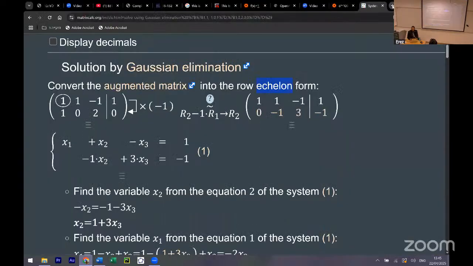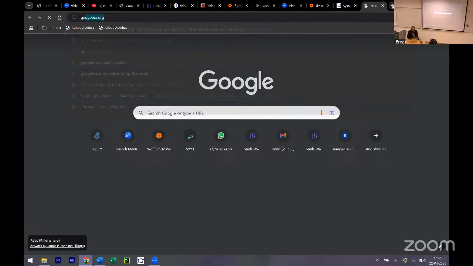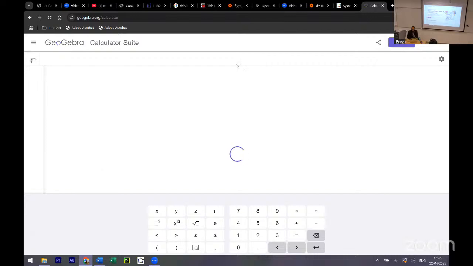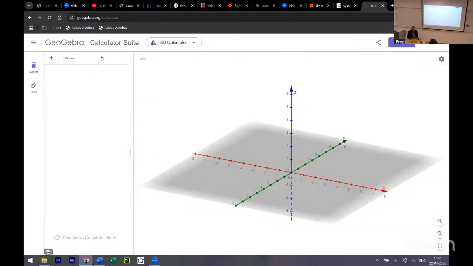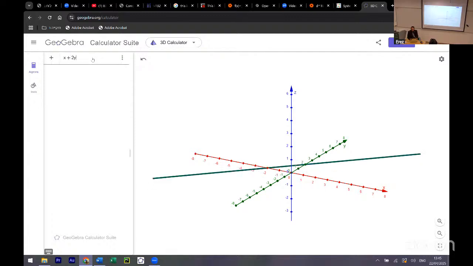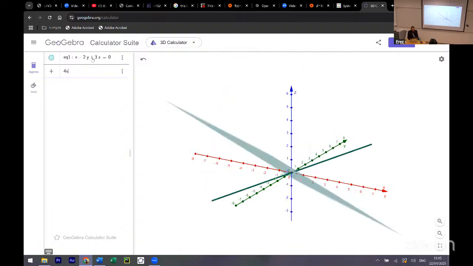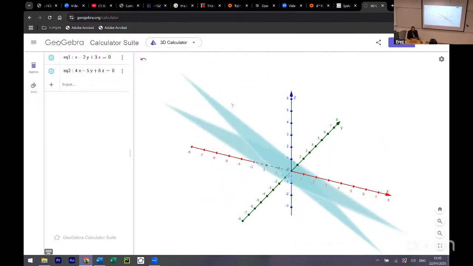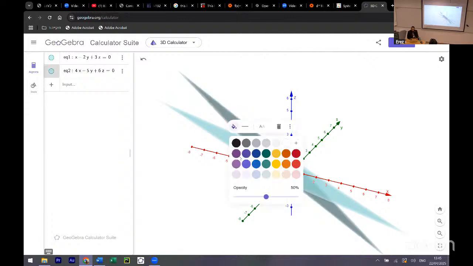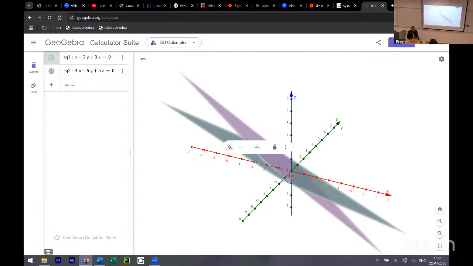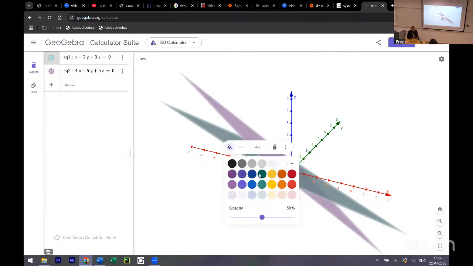I'll open the online version. I'll reinstall this one later. Start calculator. 3D. So it was x plus 2y plus 3z equals 0, and 4x plus 5y plus 6z equals 0. And I'll change the colors. Purple is nice. Okay, great.